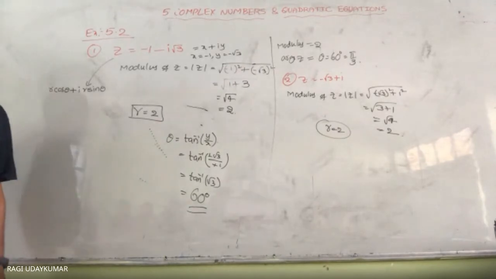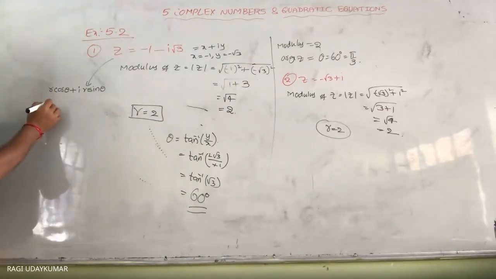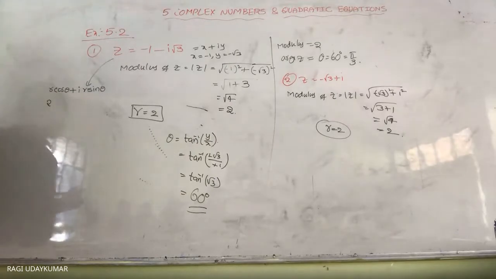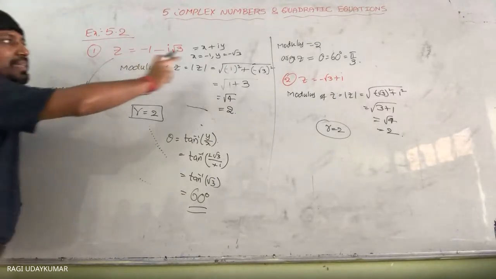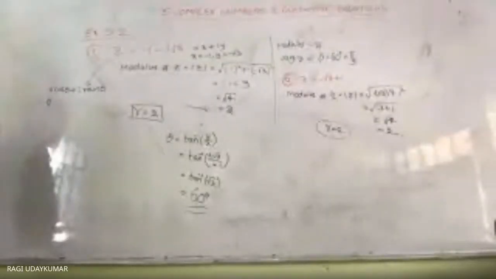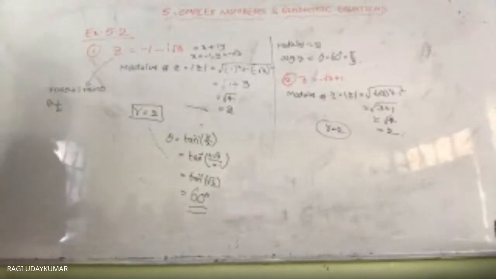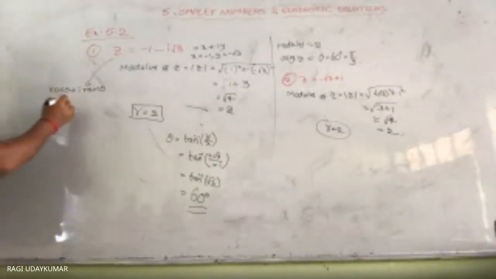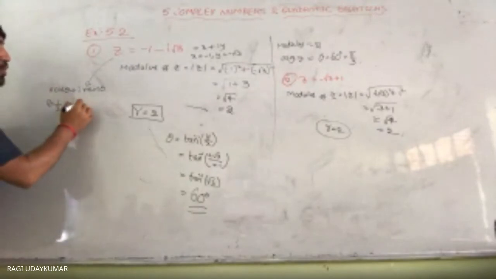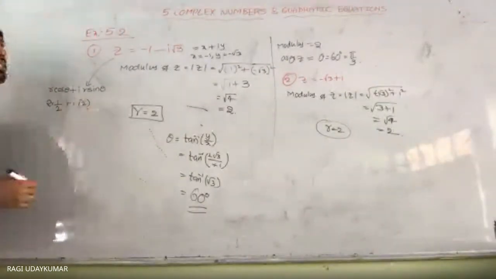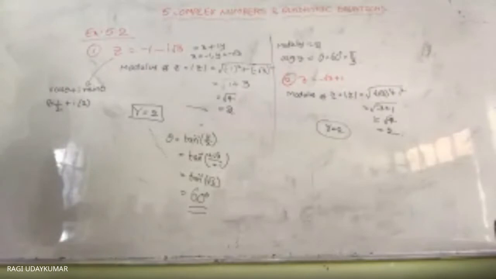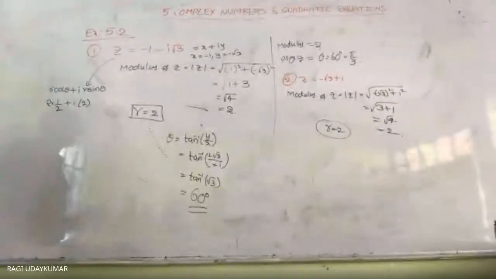Argument we have already found. Can you tell me what is the polar form of this number? 2 into cos 60 degrees, how much is it? Cos 60 degrees is 1 by 2. So you are going to get 1 by 2 plus i into 2 into sin 60 degrees.